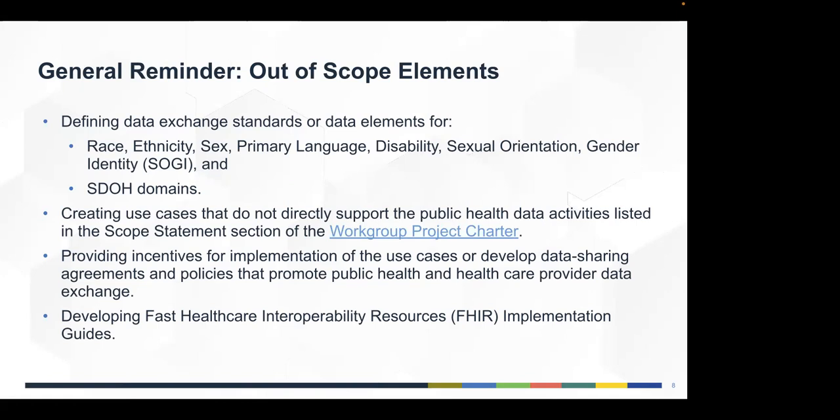So I'll start just with a general reminder, especially for new individuals that are joining us and may have not seen this in previous meetings. We want to clarify today, before we dive into the personas and the updated use cases, what we are currently not defining. These are things that are out of scope, right? They've come up often. We're not defining data exchange standards or data elements for race, ethnicity, sex, primary language, disability, sexual orientation, or SOGI, and SDOH domains. So it's not because we don't want to, it's because these data elements are being identified in other projects.